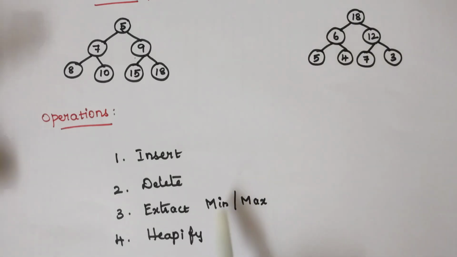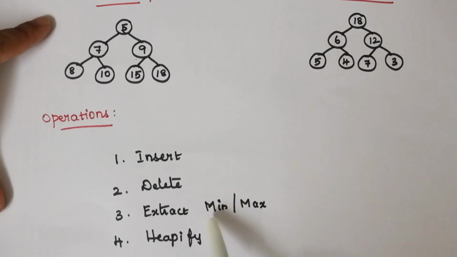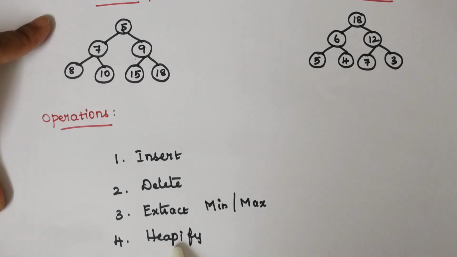when you are going with min heap, there you will be extracting minimum value, and when we are going with max heap, there we will be extracting maximum value. So how do we extract min and max, and where that min and max will be extracted, that we will discuss now. And the last one is heapify.